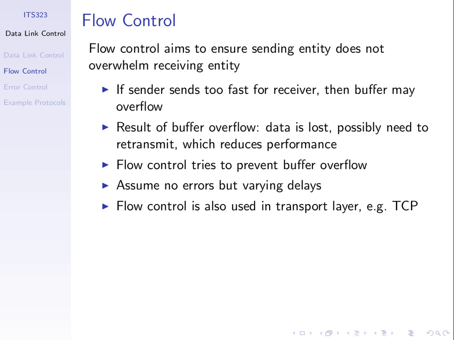We're looking at the data link layer. Above the data link layer, we have the network layer and then the transport layer. It turns out that flow control mechanisms are also used in the transport layer, in particular in TCP. So even though we're talking about the data link layer, the same mechanisms are used in other protocols, and therefore it's very important to understand them. They have a large impact on the performance of internet applications.